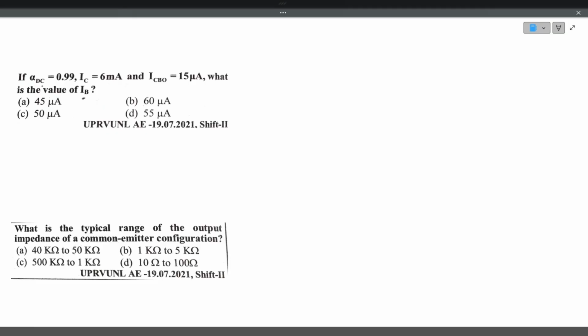Next question. If alpha DC, the current amplification factor for common base, is 0.99, the collector current IC is 6 milliamps, and ICBO, the reverse saturation current of the common base configuration, is 15 microamps, the value of IB is? We shall write the collector current equation. This is the common base configuration: this is emitter, this is base, and this is collector.